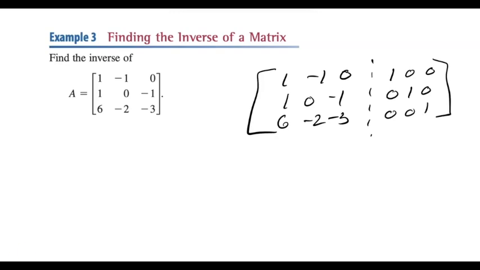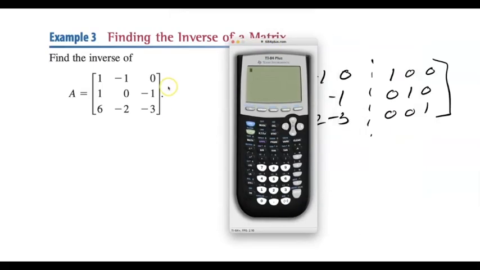Now, we're not going to do that. You don't have to do that in class. What we're going to do is use a calculator. That's how we're going to find the inverse of a 3 by 3 or anything higher, is use a calculator. So all we're going to do is go to our matrix, second matrix. We're going to type it in. So this one is a 3 by 3. Let's type in all the values.